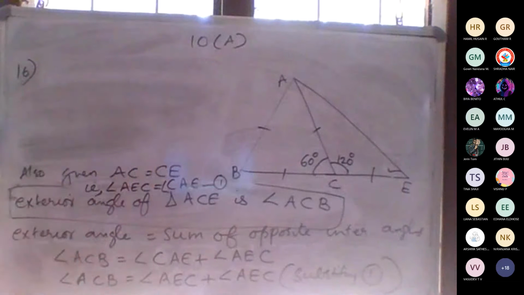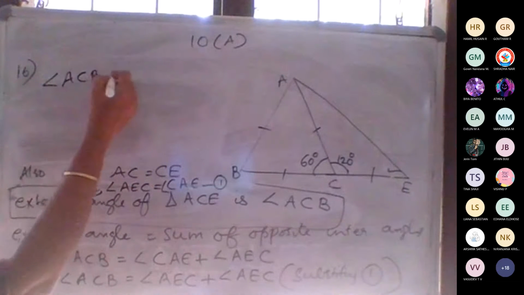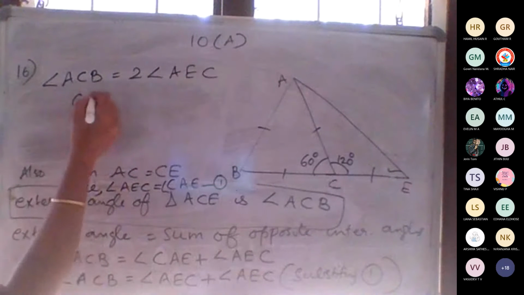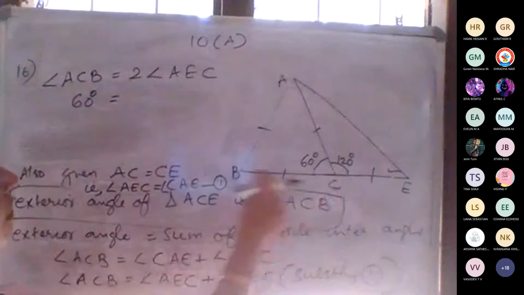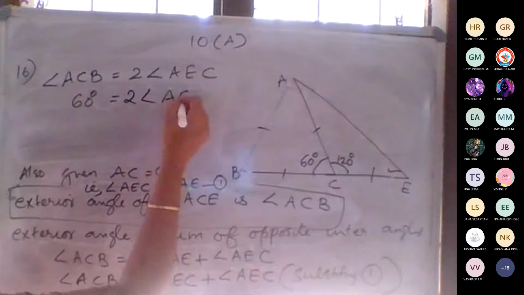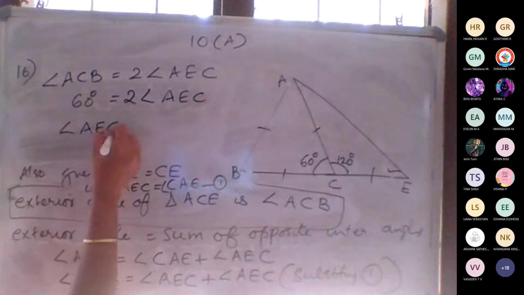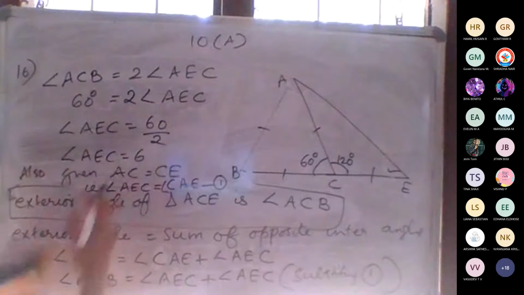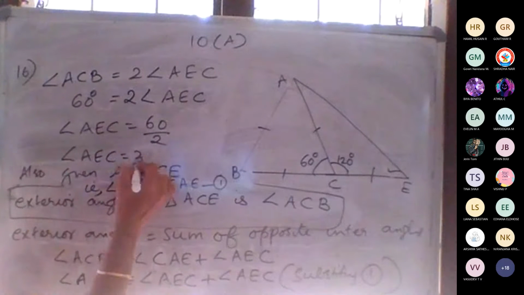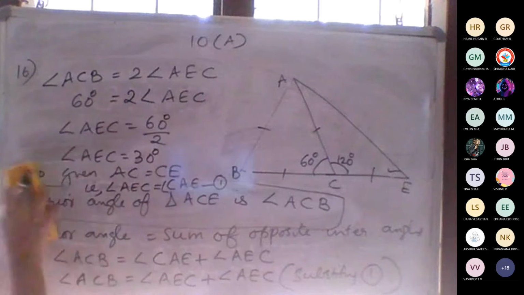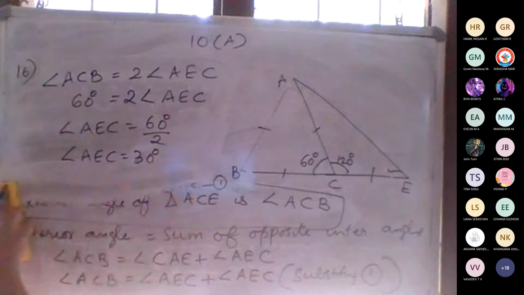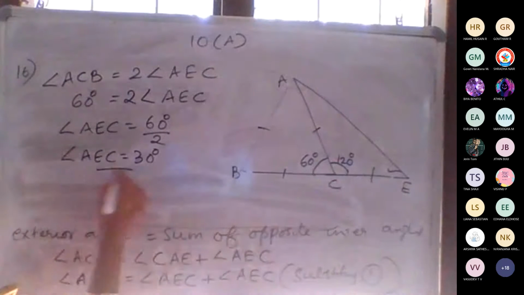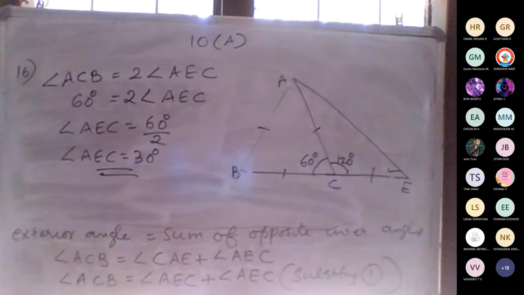The next step, angle ACB is equal to 2 angle AEC. ACB we have 60 degrees. So substitute the value of ACB as 60 degrees equal to 2 angle AEC. So angle AEC is equal to 60 by 2. This angle AEC is equal to 30 degrees.